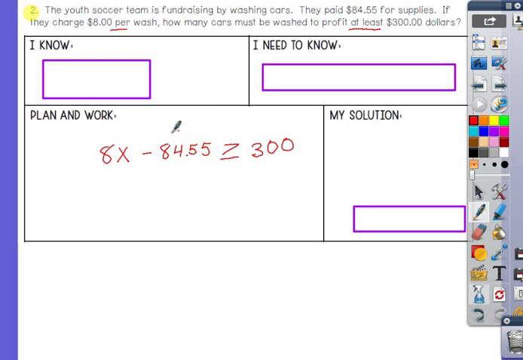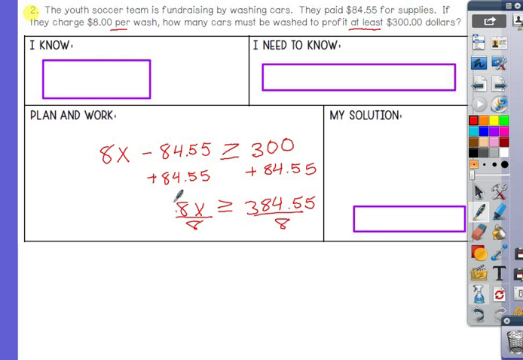What would be the first step in solving this? Add $84.55. I'm left with 8x greater than or equal to 384.55. Then I would need to do what? You have to divide by 8. Do I flip the inequality? No. So it's still greater than or equal to.